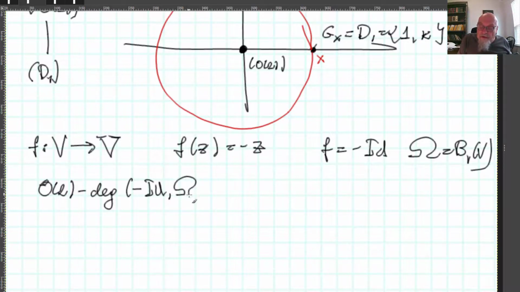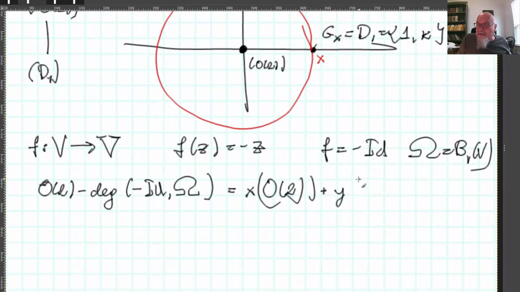This is the unit ball in V, so I put here omega, the unit ball. So what is this degree equal? The degree is equal to X, and I put here O2, this is one orbit type, and the second one plus Y, and this will be D1. So let's start the computation.